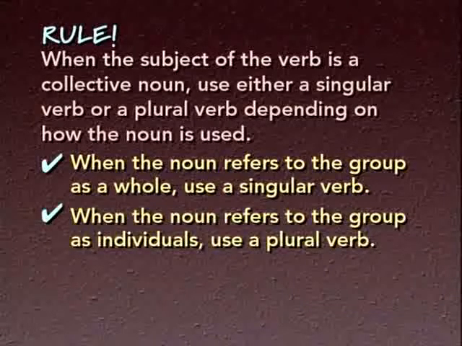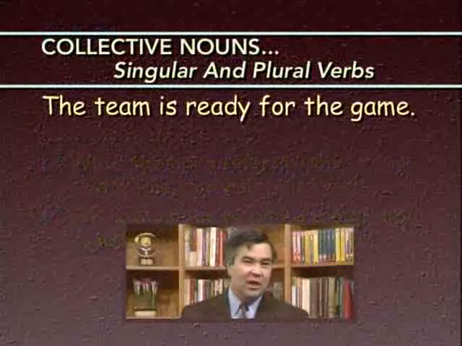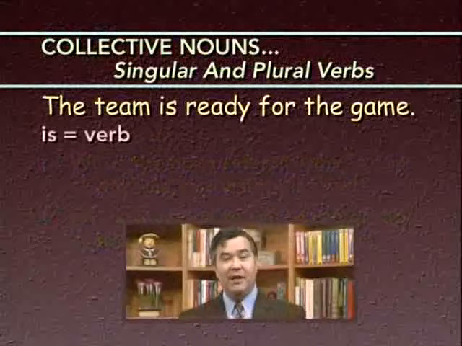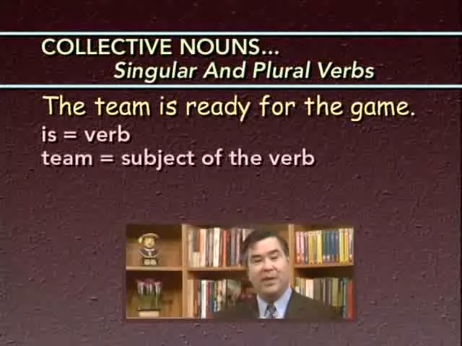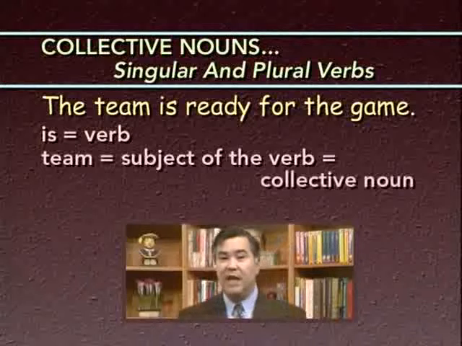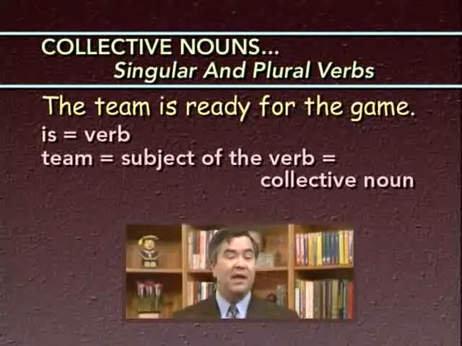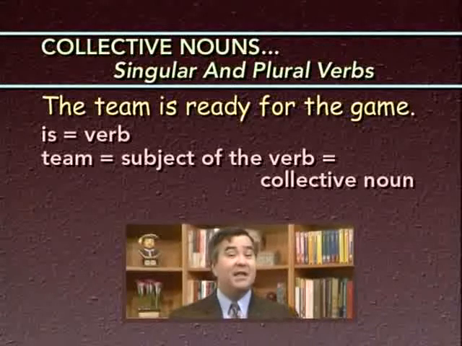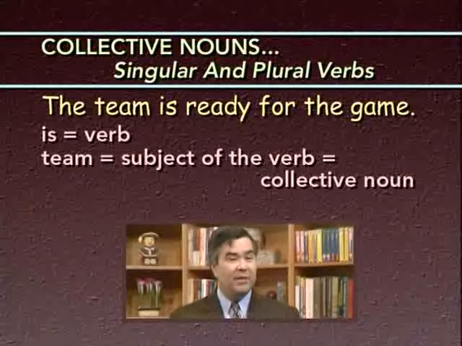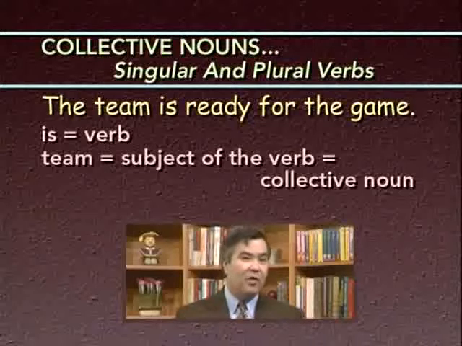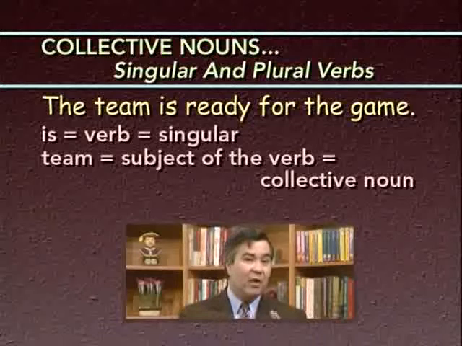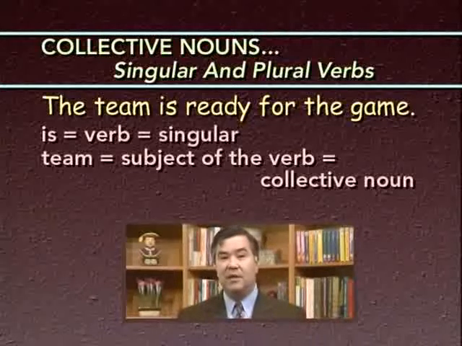Here are a couple of examples that should clarify this distinction. Look at this sentence. The team is ready for the game. The verb here is is, and the subject of the verb is team. And team is a collective noun. It refers to a group of people who all play a particular sport. Now, in this sentence, we're told the team is ready for the game. That means the team as a whole is ready. All of them together are set as one unit. They're prepared and ready to play. Therefore, in this particular case, the collective noun refers to the group as a whole, and therefore a singular verb is appropriate.